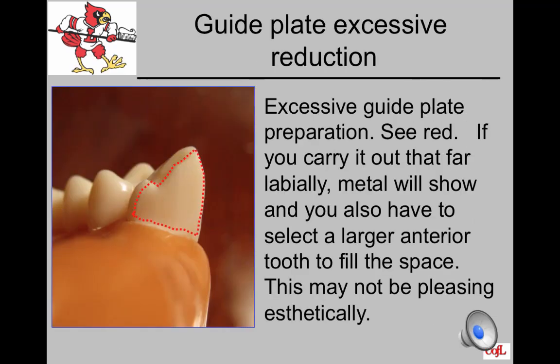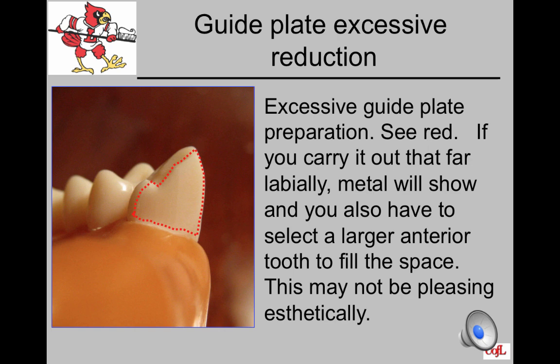Here's another example of an excessive guide plate preparation. See the red. If you carry the prep all the way out to the labial and you place metal all in that area, then the metal will show and you will not be able to butt a denture tooth up against that tooth, and you'll have this metal slit showing on your partial denture.